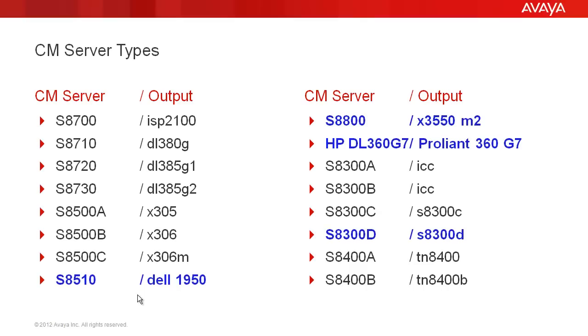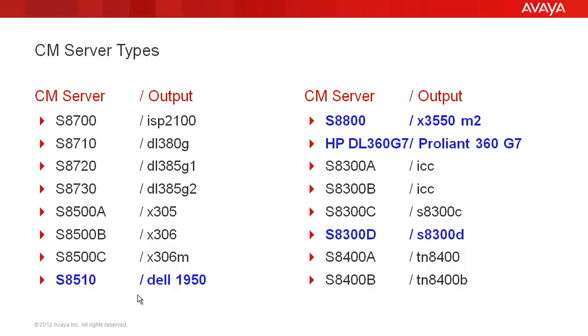The following slide lists the CM server types, and I have them listed with the CM server and the output you'll see when we run the ID command in a Linux shell. So for example, if you have an S8700 and we run the Linux command, it'll output ISP2100. The four servers I have highlighted in blue are the four servers that can migrate from CM5.x to CM6.x.